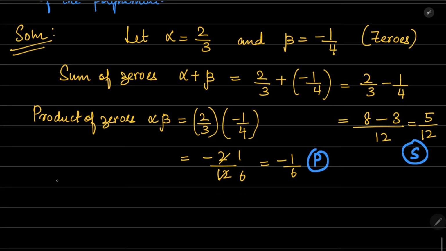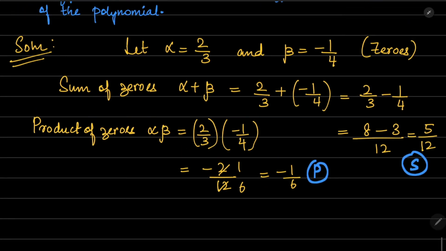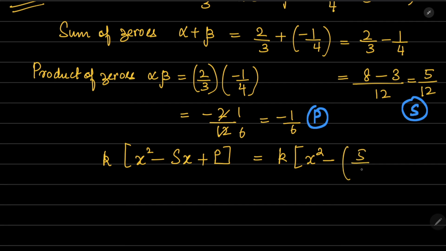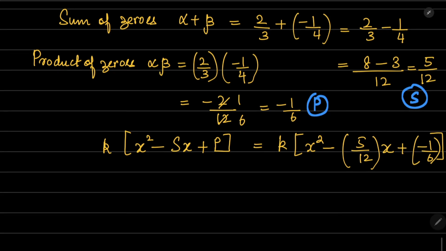Now we know how do we write a polynomial? K multiplied by x square minus sx plus p. This is your polynomial equation. So k multiplied by x square minus, what is the sum? 5 by 12 x plus, what is your p? Minus 1 by 6, right? So this is what you're getting.